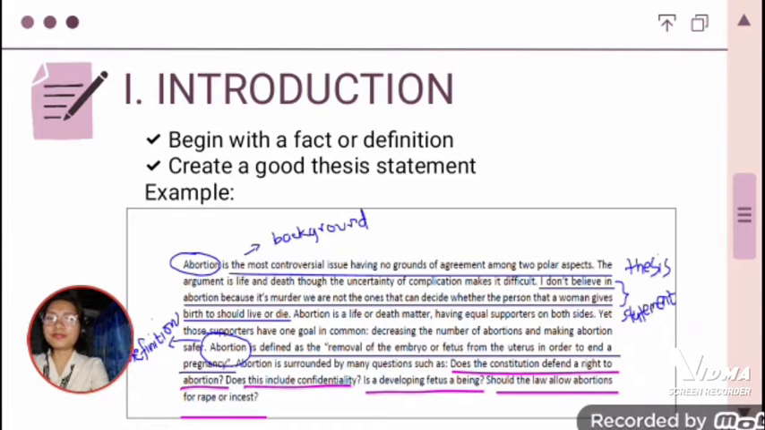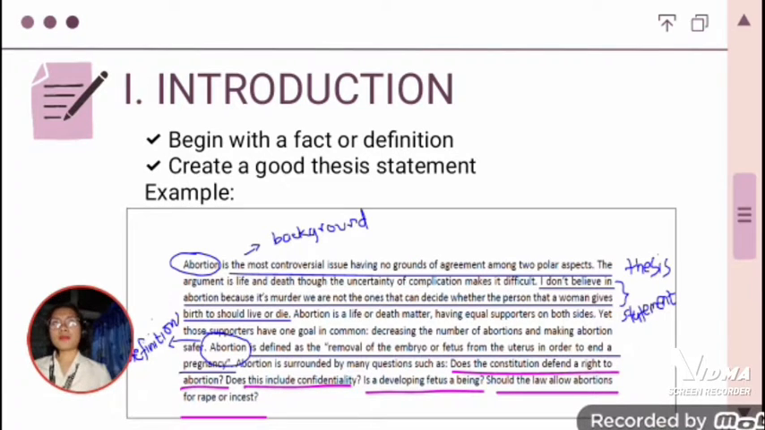And then after his thesis statement, the author tried to define abortion. It stated here that abortion is defined as the removal of the embryo or fetus, and so forth. And also the author gave a series of questions for the readers, to make them intrigued regarding the topic or issue.